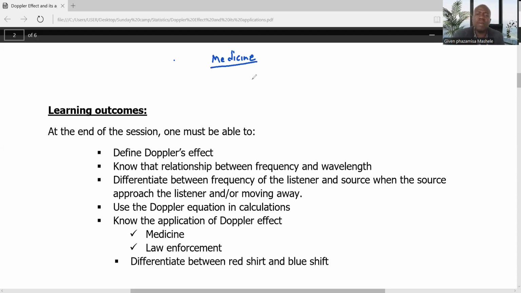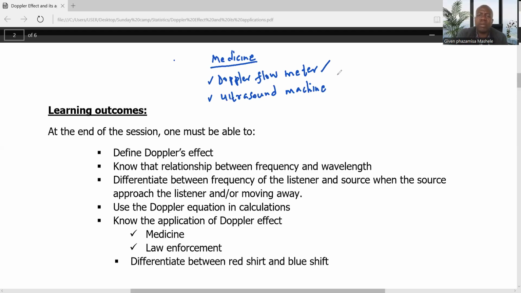Right, in medicine, there are 2 machines, or 2 components, that actually use this Doppler's effect. Number 1 is what you call a Doppler flow meter. And the other is the ultrasound scan, or ultrasound machine. In other books, they call it a machine. These are the 2 components that actually use Doppler's effect in medicine.